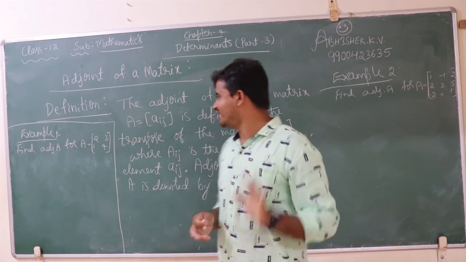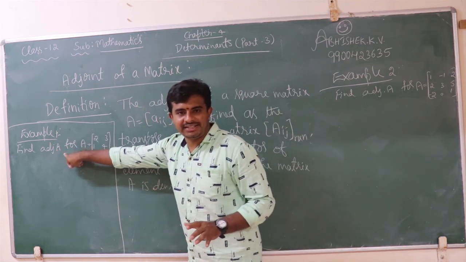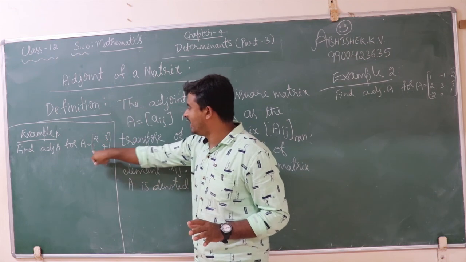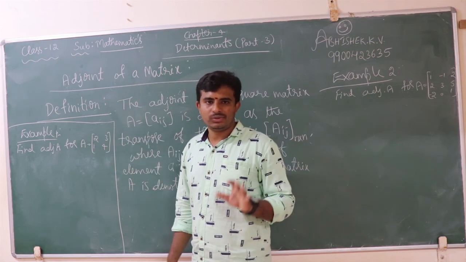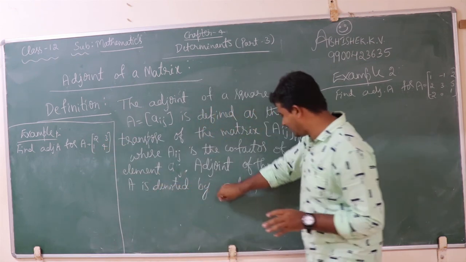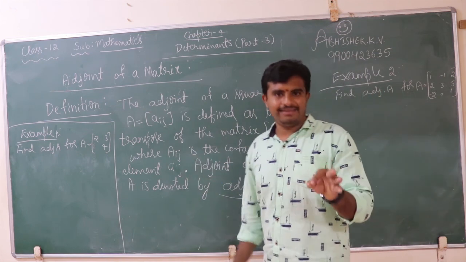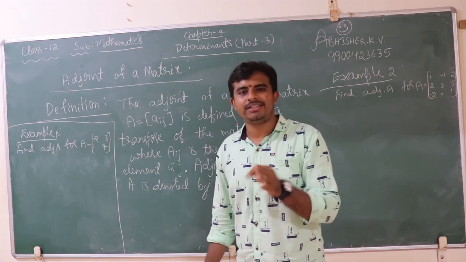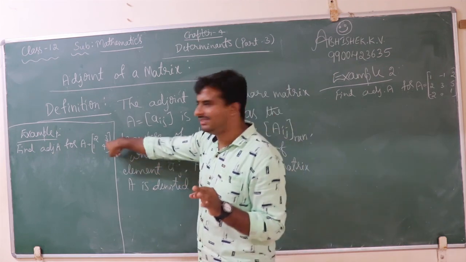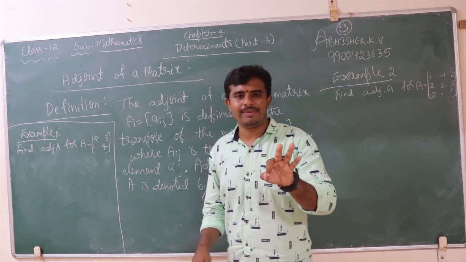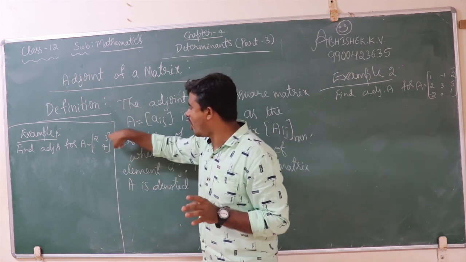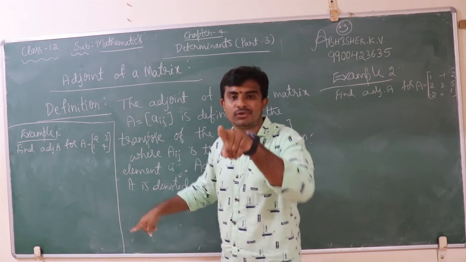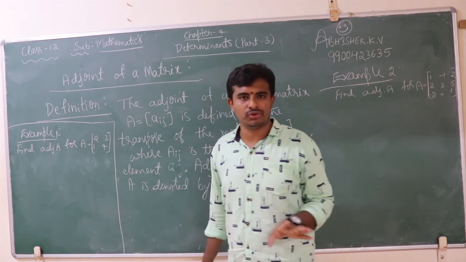That's all. For example, find the adjoint of A, for the matrix A equal to [2, 3; 1, 4]. Adjoint A is denoted by this letter. If the examiner asks for the cofactor of the element 3, this is the A12 element. Delete this row and column and multiply by minus 1 to the power of 1 plus 2, because it is the element A12.